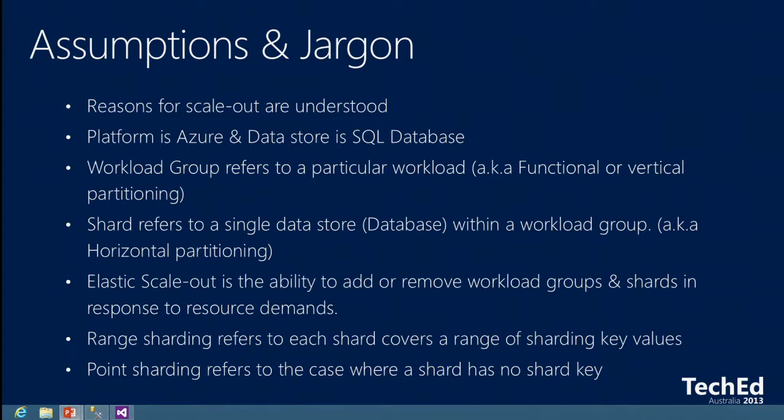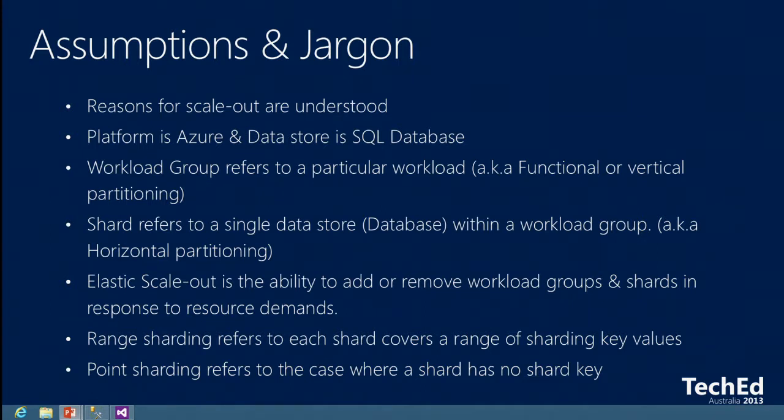Right? And range partitioning. So database 1 may have 1 to 100. Database 2 may have 101 to 200. Things like that. So shard refers to a physical database. Okay, elastic scale out, we're not going to rehash this. This is just the ability to scale out and scale back as we need to. Go from one node to 100 nodes and back down, okay?